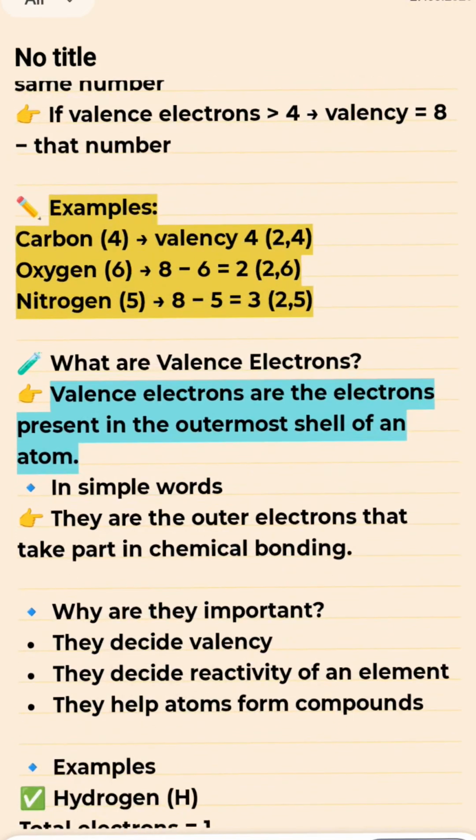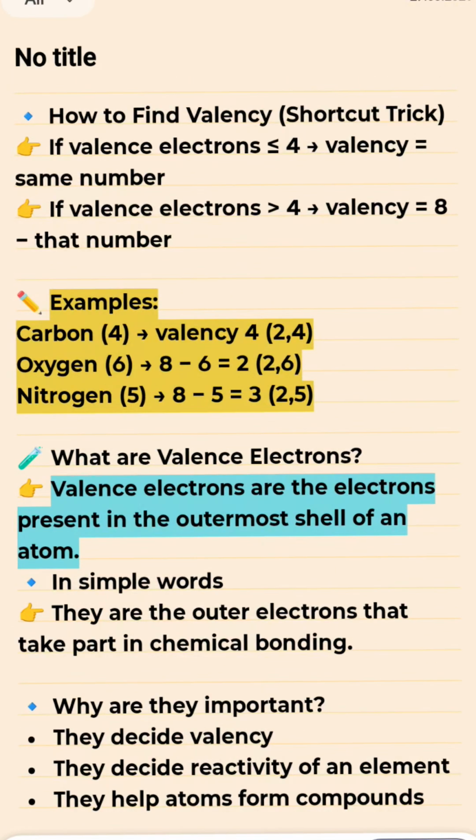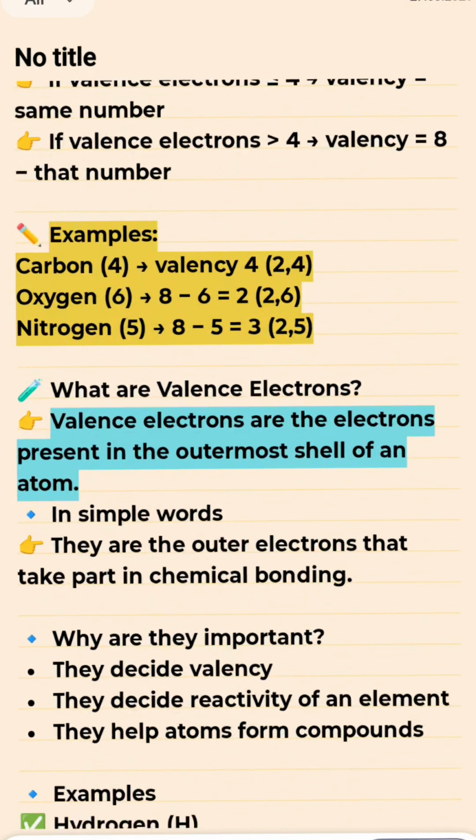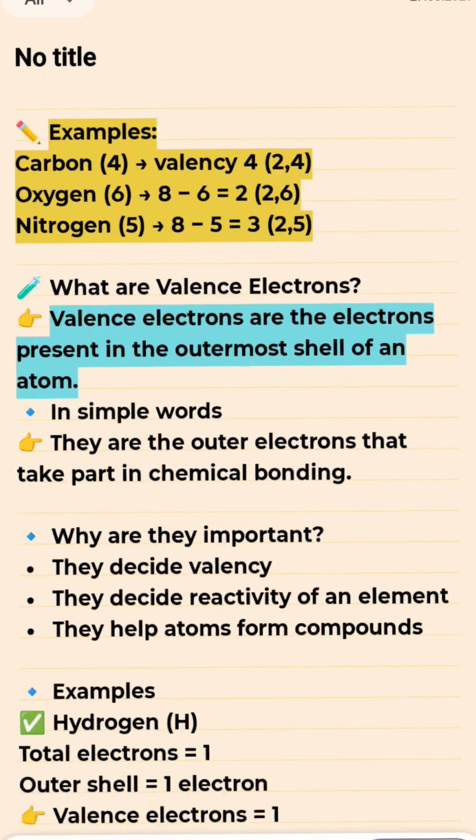Example, carbon having valency 4. Why? Because its atomic number is 6, electronic configuration 2, 4. So the outermost shell has 4 electrons. I told you, having 4 or less than 4, the valency will be the same number. Oxygen has 6 electrons, 2, 6 is the configuration. So it's greater than 4. So 8 minus 6 is 2, which is the valency. Nitrogen has 5 electrons, 8 minus 5, 3 is the valency.